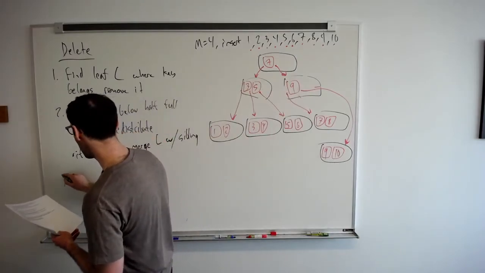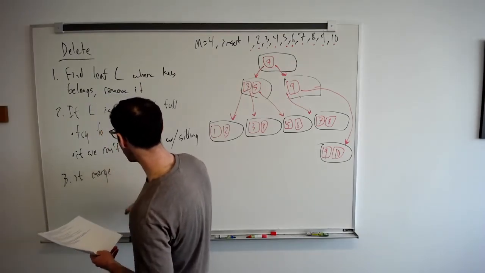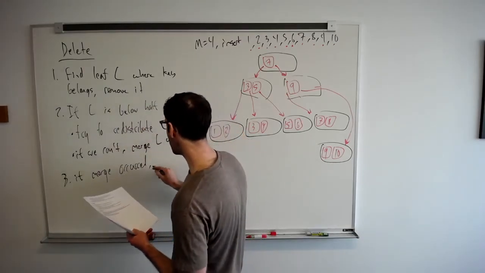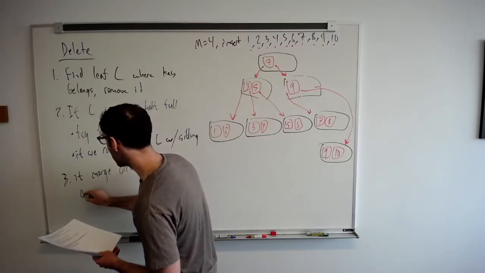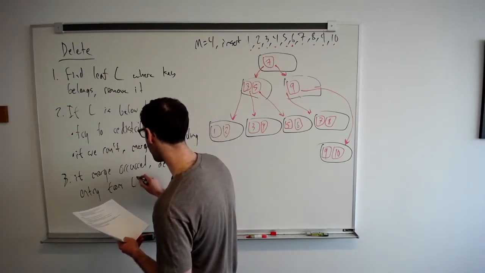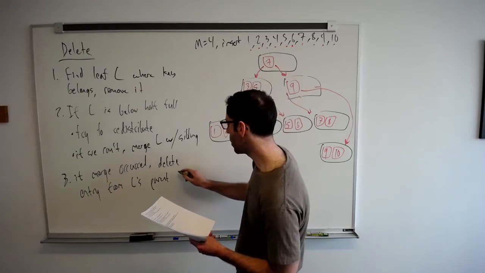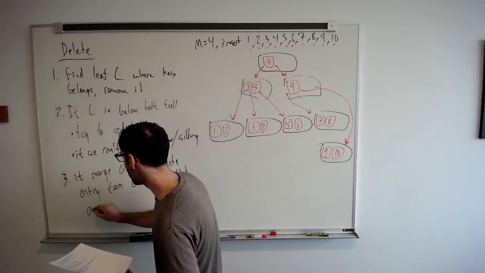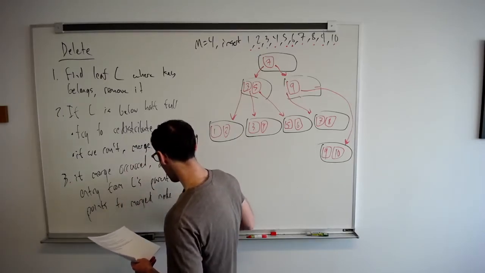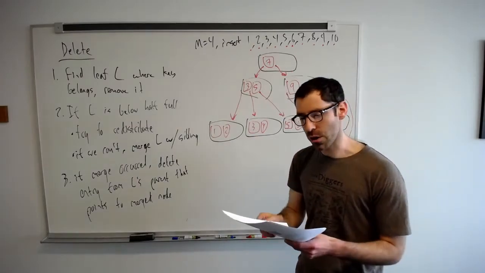And if our merge occurred, then we need to delete the entry from L's parent that points to the merged nodes, because once we merge two nodes, our parent's going to have an extra key in it that we no longer need.